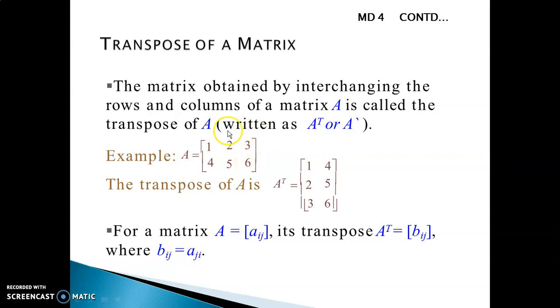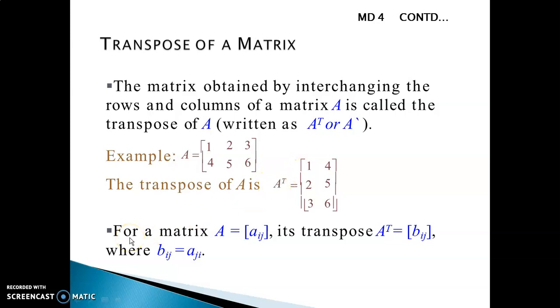Now, if we need to find the transpose of this matrix, how can we find it? We need to interchange the first row into first column and second row into second column. So after interchanging the rows into columns, you will get the transpose of the matrix.